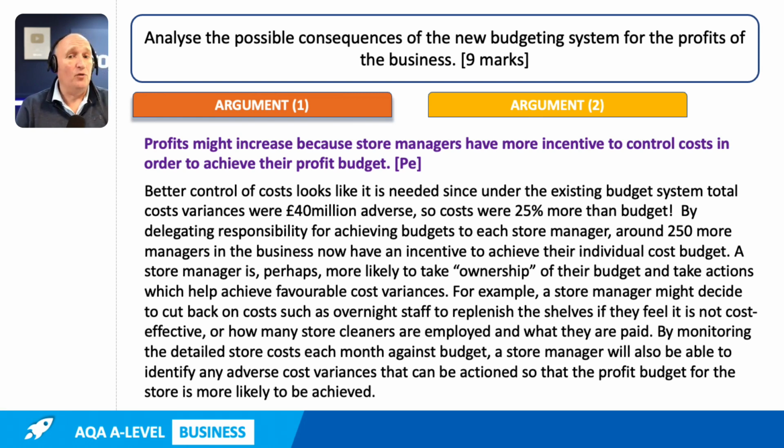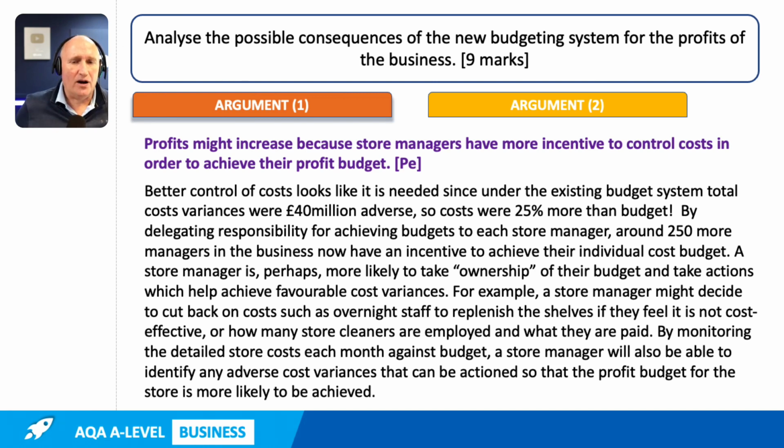A store manager is perhaps more likely to take ownership of their budget and take actions which help achieve favourable cost variances. For example, a store manager might decide to cut back on costs such as overnight staff to replenish the shelves if they feel it's not cost effective, or how many store cleaners are employed and what they are paid. By monitoring the detailed store costs each month against budget, a store manager will also be able to identify any adverse cost variances that can be actioned so that the profit budget is more likely to be achieved.